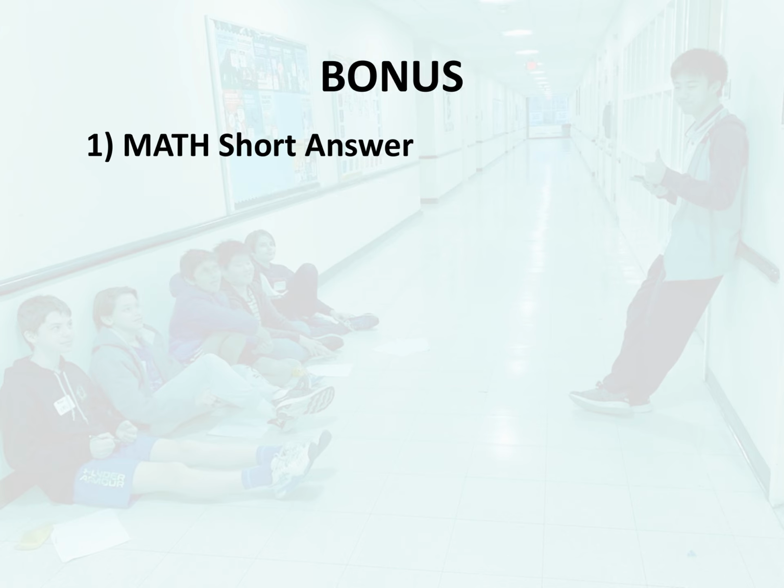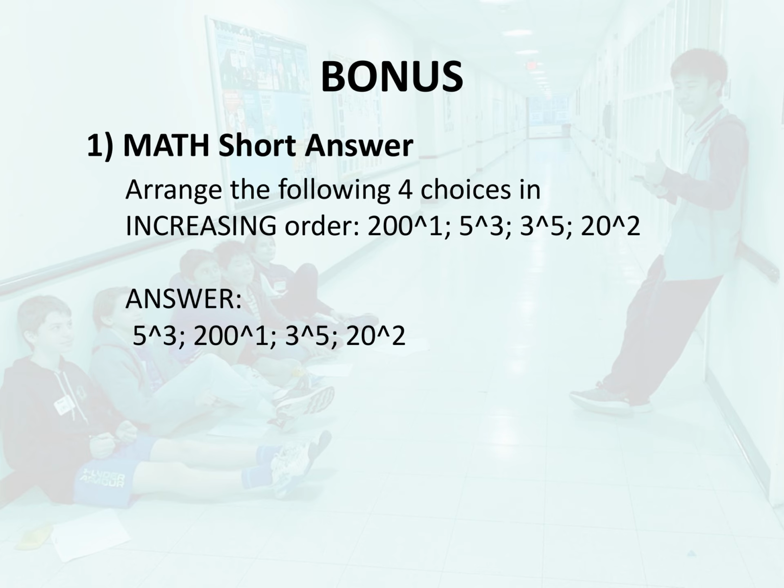Bonus 1. Math. Short answer. Arrange the following 4 choices in increasing order: 200 to the power of 1, 5 to the power of 3, 3 to the power of 5, 20 to the power of 2. Answer, 5 to the power of 3, 200 to the power of 1, 3 to the power of 5, 20 to the power of 2.